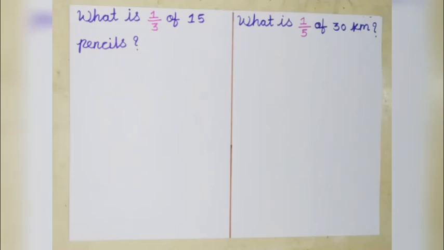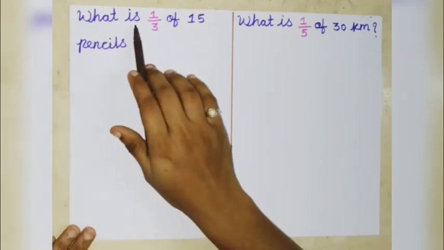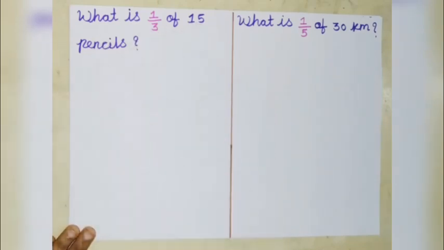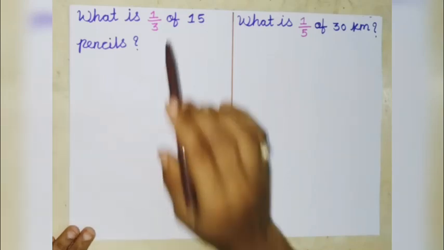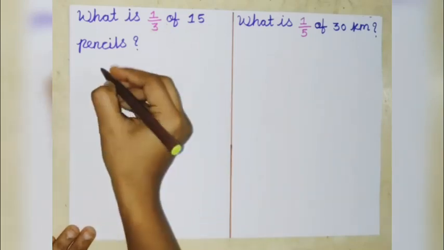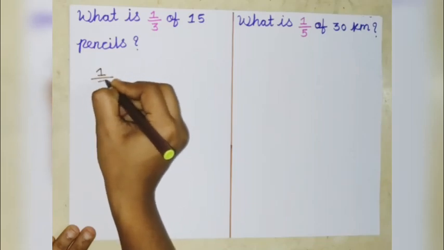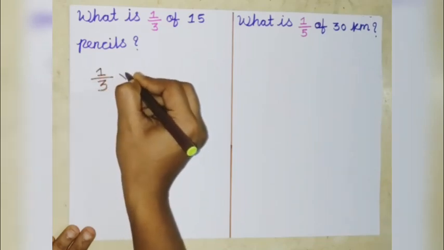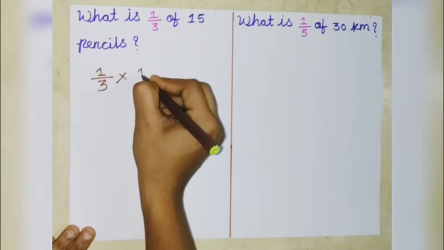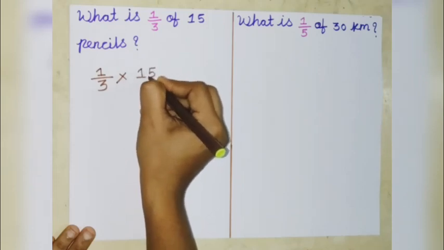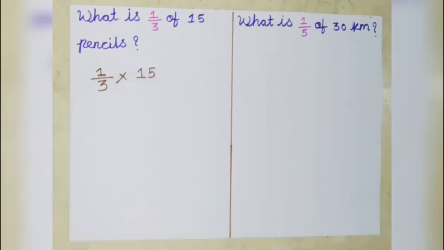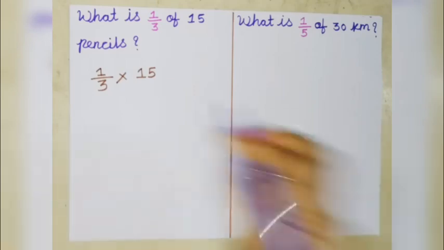Now we will do the same questions. What is 1/3 of 15 pencils? We have to find 1/3 of 15 pencils. We will follow the same method. 1/3. In the place of "of", we will put a multiplication sign and we will multiply by 15. So 1 upon 3 multiplied by 15.